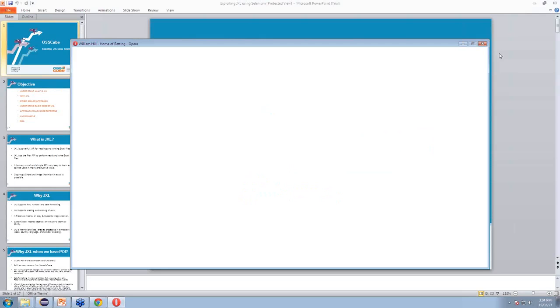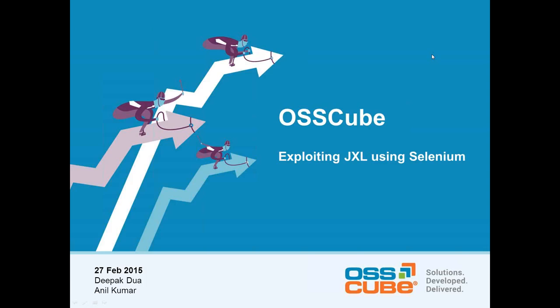Before we go into further details, I'll give you a little background about JXL. Basically, JXL is a Java utility. It is used to read and write data into Excel files. It is very small, easy to understand and easy to implement. Considering this, we thought of creating a very lightweight framework using a JXL and Selenium combination.